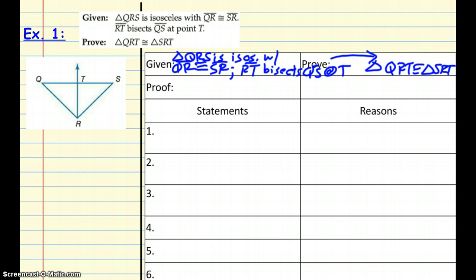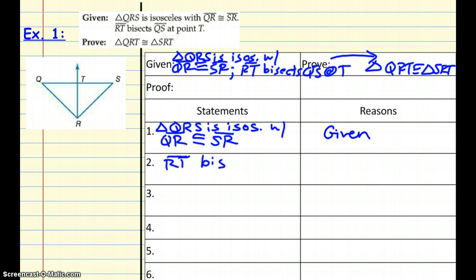So here's my proof. The first thing that I'm going to do is start with what's given. So again, we know that triangle QRS is isosceles with QR being congruent to SR. And my reason for that is that it's given. The other thing that's given is RT bisects QS at T.